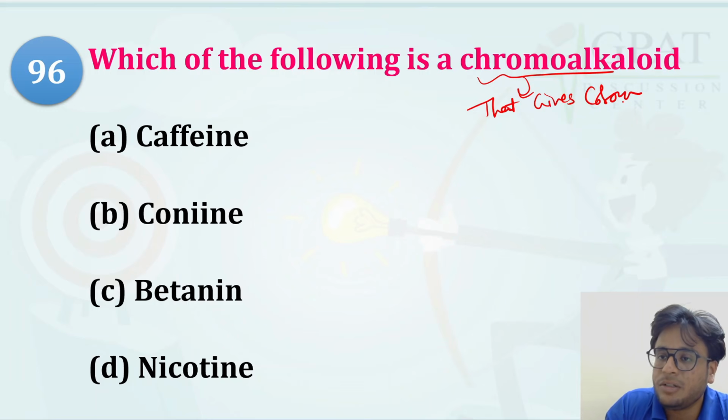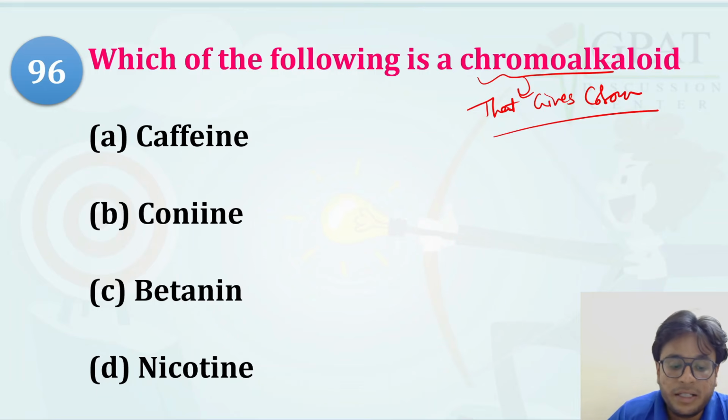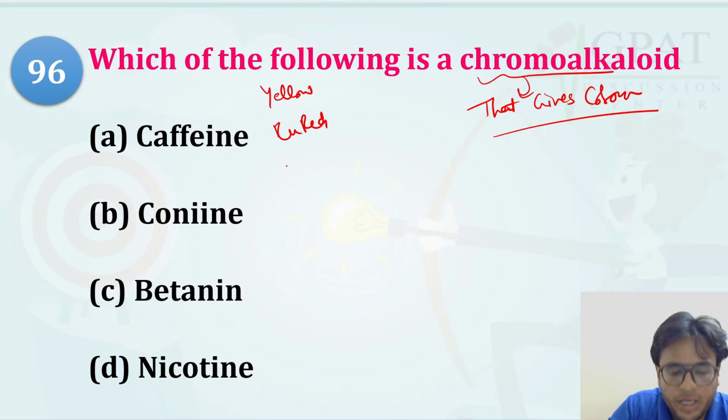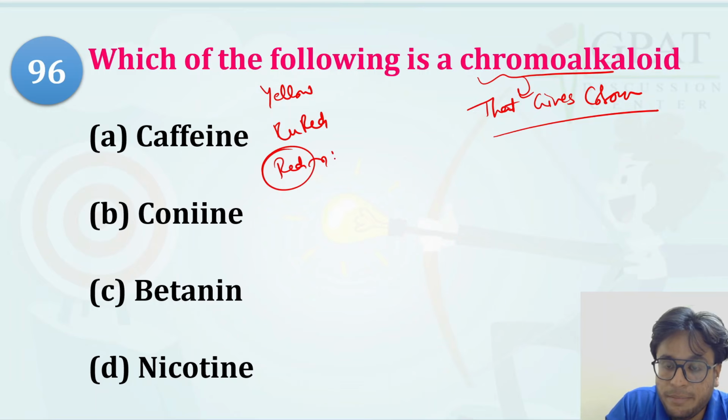So most of the alkaloids are colorless in nature, but some of the alkaloids are colored. That's why they are also known as chromoalkaloids, because they are chromogenic in nature. They can be of different colors, like yellow, copper red, and red. As the red color indicates, betaine is a medicine that is red in color.